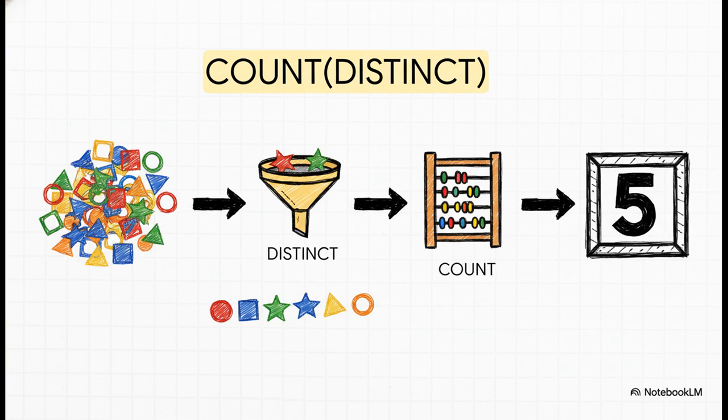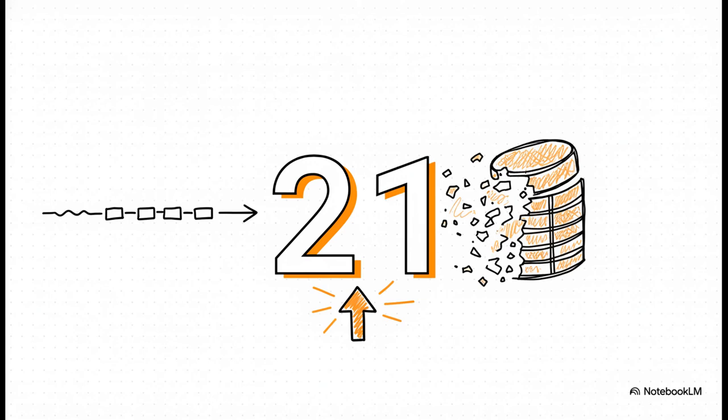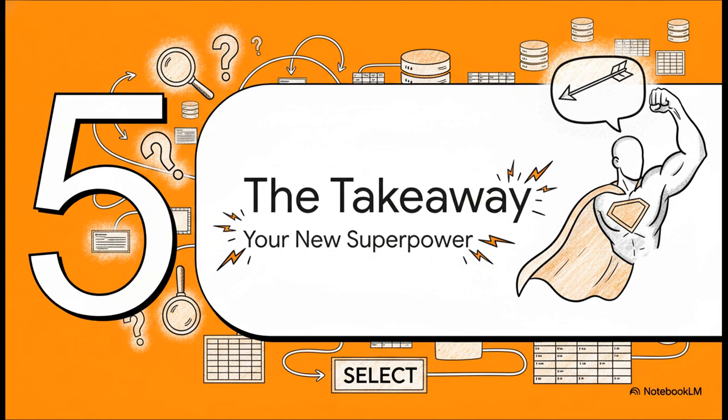What we're telling the database is, hey, first, figure out that unique list of countries like before. But this time, don't show me the list. Just count them up and give me the final number. And the answer the database gives back is 21. That's it. No table, no long list, just one single powerful number. That's a direct answer to a direct business question, and we got it from one super elegant line of code. Now that is efficiency.